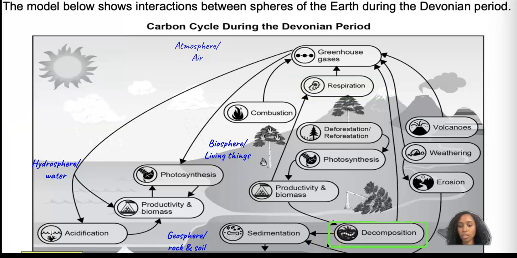Next, decomposition. I'm going to start where I see it and follow the arrow. It starts from the trees, which is the biosphere, and it's pointing this way to the rock, which is the geosphere.